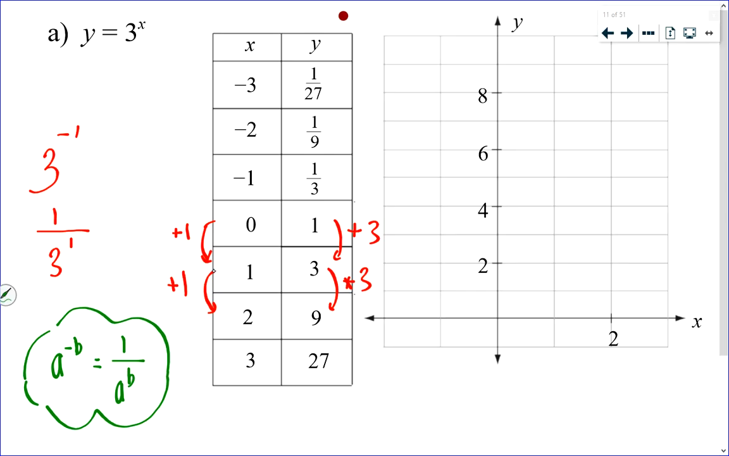And maybe in grade 10 you don't get into why that's the case, but it certainly makes sense here. If I use negative 1, 3 to the negative 1 is 1 over 3 to the positive 1, which is 1/3. And you can see that the multiplication of 3 is still occurring. When you go from negative 1 to 0, you're adding 1 to x, but the y coordinate goes from 1/3 to 1. And we could go the other way too.